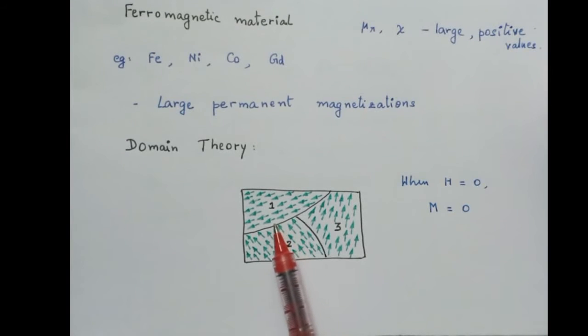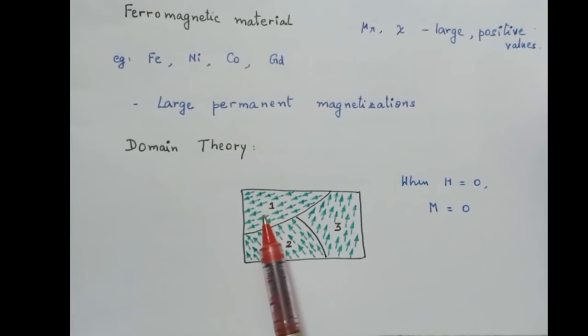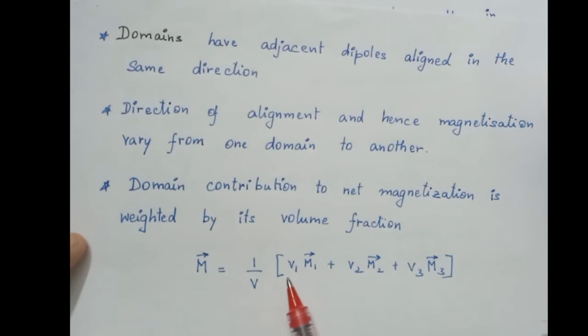Consider this example. You have three domains 1, 2, 3 in this material. Let V1 be the volume of domain 1, V2 the volume of domain 2, V3 the volume of domain 3. Then the net magnetization M is given by 1/V times (V1 M1 + V2 M2 + V3 M3). Note that this is a vector addition because the directions of magnetizations are different. So this is called weighted volume fraction.